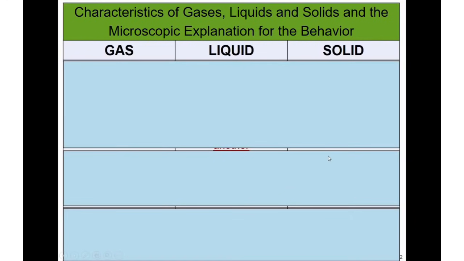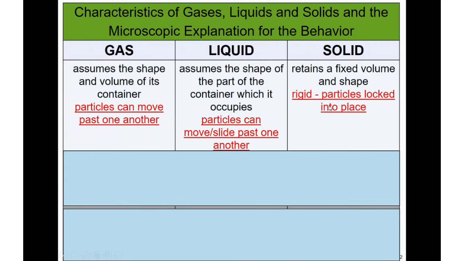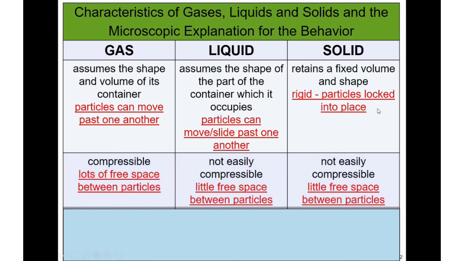Now let's look at the comparison between gas, liquid, and solid. The first one is the shape and volume. For gas and liquid, since the particles can move past one another, the shape and volume will follow the shape of the container. But solid retains a fixed volume and shape since it has rigid particles that lock into place.